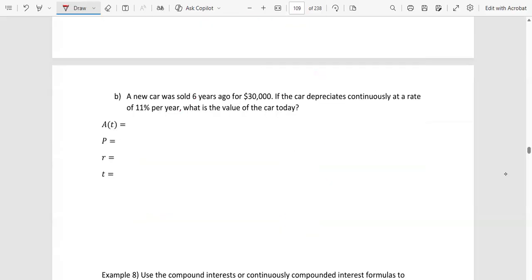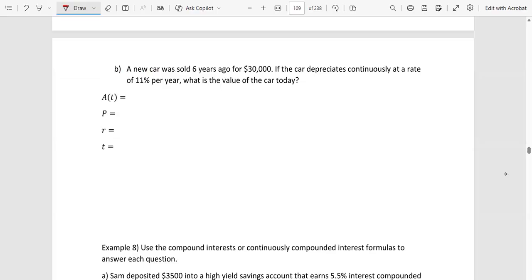Next example, it says a new car was sold 6 years ago for 30,000. If the car depreciates, which means decreases, continuously at the rate of 11% per year, what is the value of the car today? Okay. It's continuous, so we're going to use the continuous formula. And in this formula, we need to know A, P, R, and T. Some of them are given, and one of them must be found.